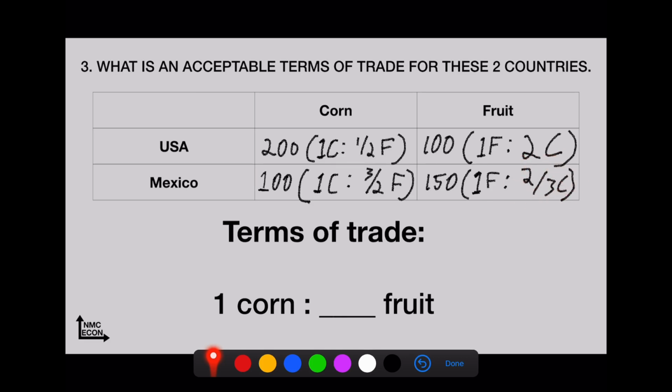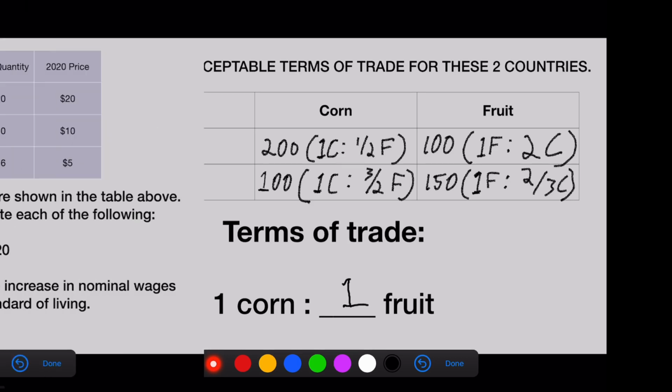But the question asks about terms of trade. Here's the trick. You want to compare the domestic opportunity cost for one good. Let's look at corn for the 2 countries. So the domestic opportunity cost for corn in both countries. Any number between those 2 opportunity costs will be acceptable terms of trade to both countries. So what's a number between 1/2 and 1.5? How about 1? That'll do it.